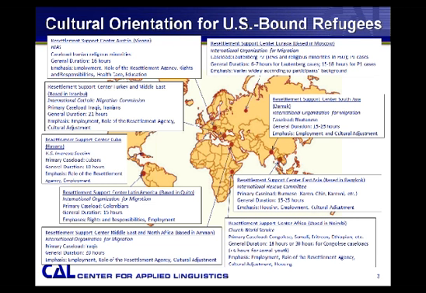We actually do 5 days of CO for Central African refugees in Chad as well, because we've noticed that there's lesser exposure to U.S. culture. They've really needed some additional time.